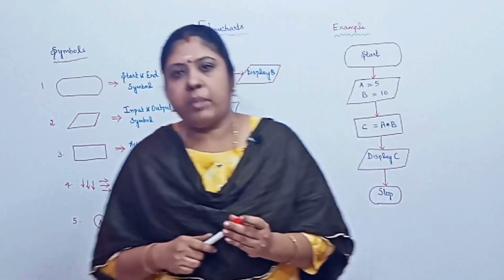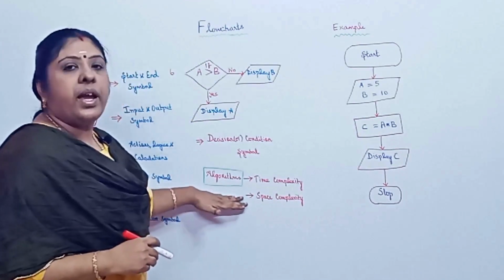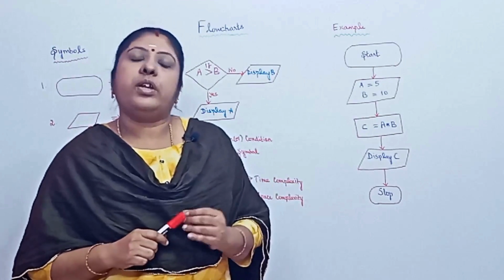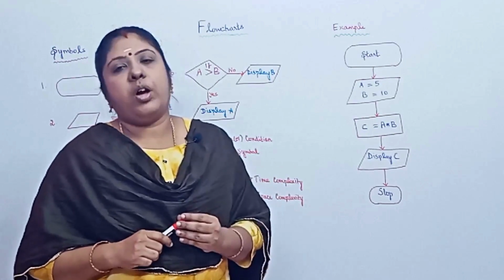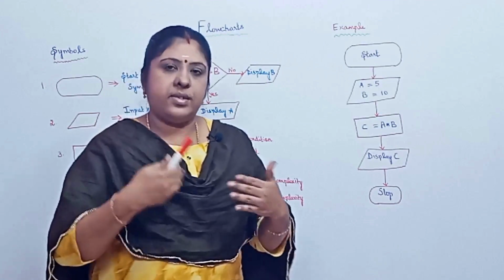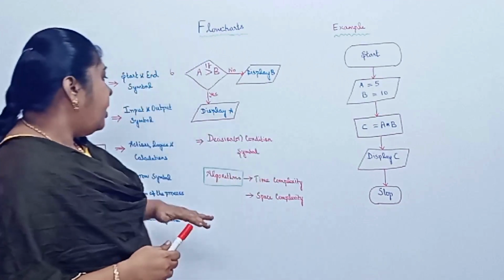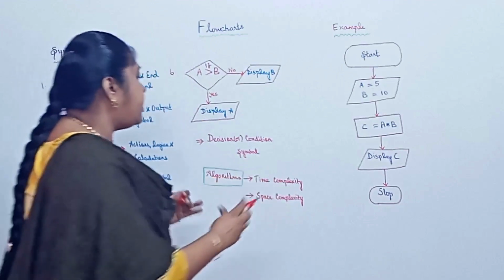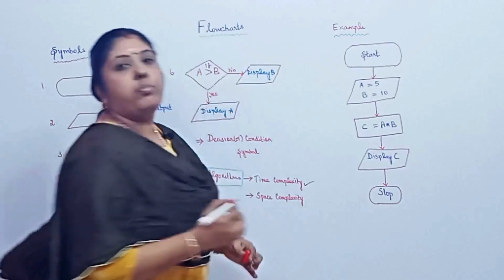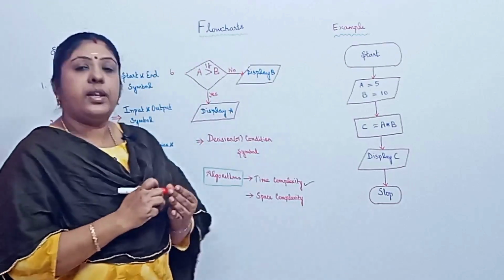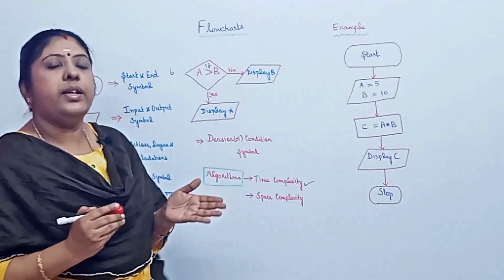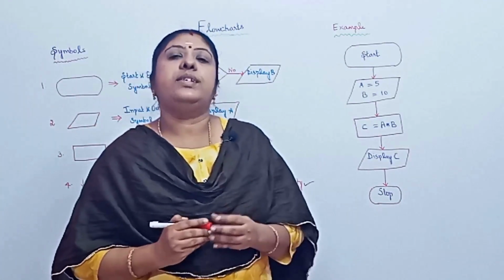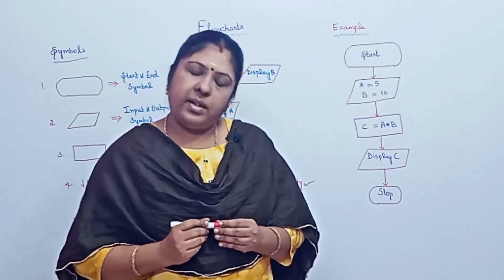Now here is a small recap of algorithms. Algorithms can be written in a sequential manner by breaking down a very large problem into small steps. It is a step-by-step sequential process. The important properties to be considered in an algorithm are time complexity and space complexity. Time complexity means the algorithm should be written in a manner that it occupies very little time for completing a desired task.